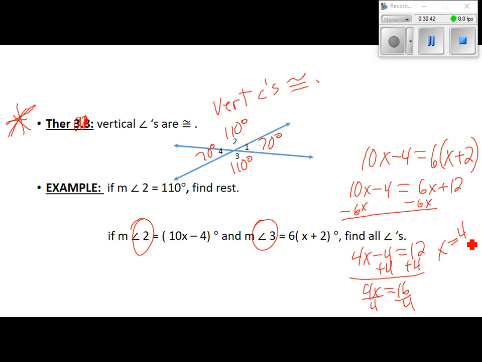Find all the angles, so we need to go back and plug in. This is probably the easiest place to plug in. What's 10 times 4? 40. 40 minus 4? 36. So what's the measure of angle 2? 36. What's the measure of angle 3 then? 36 degrees. How could we find the other two angles? They're supplementary, subtract it from 180, I think that comes out to be 144, doesn't it?